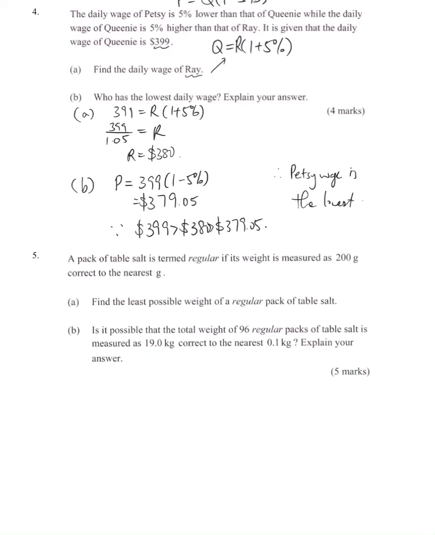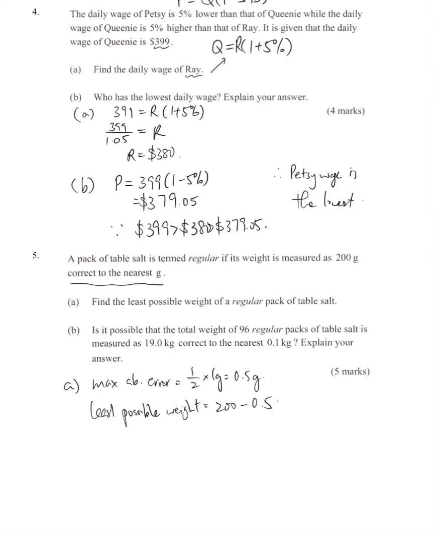That's it. Okay, and number 5, remember, corrected to the nearest gram, so we can find the maximum absolute error is half of 1 gram, which is 0.5 gram. And then they're asking for the least possible weight. That would be the 200, taking the lower limit, so minus, that would be 199.5 gram. That would be the lower limit.